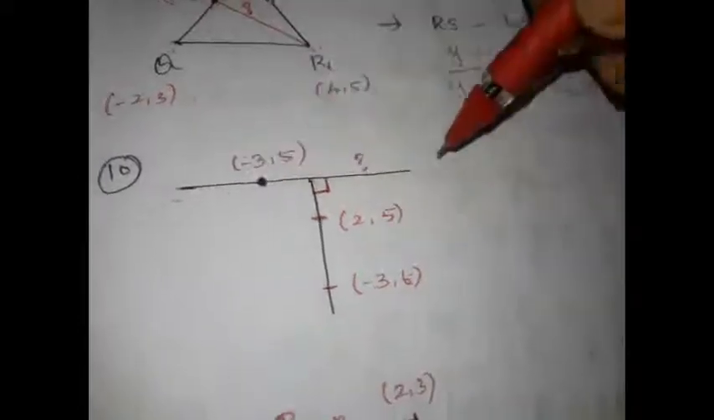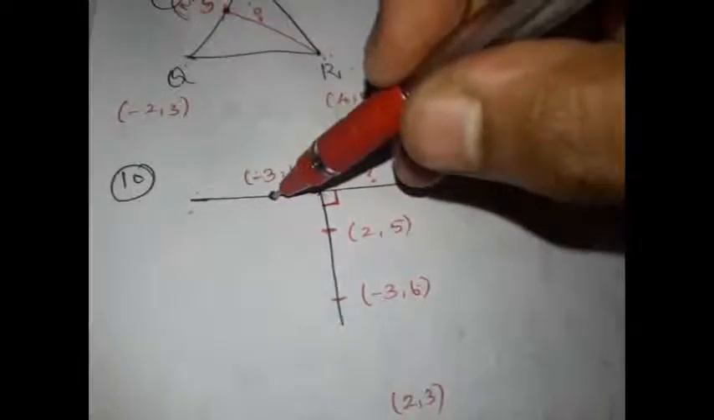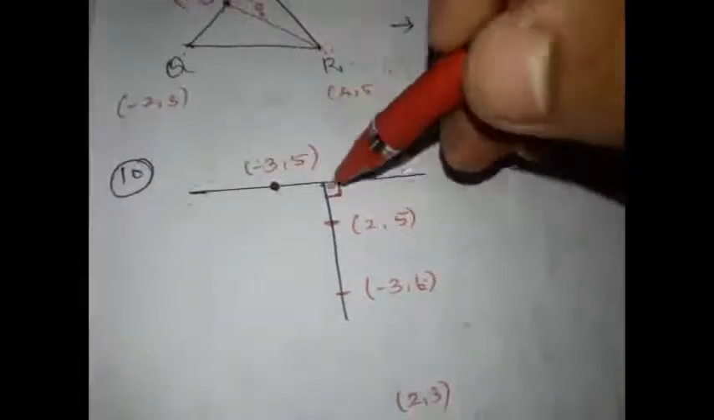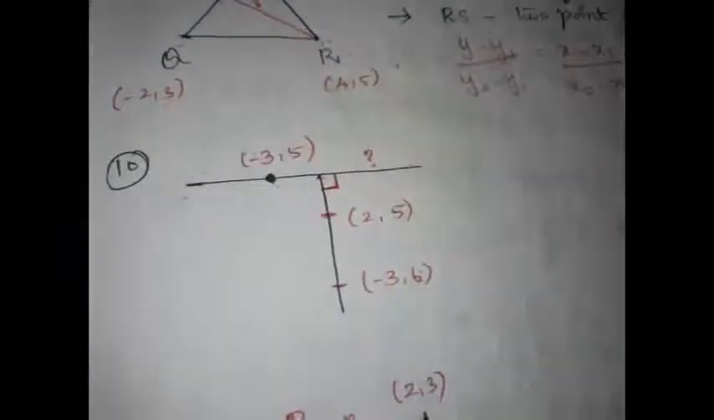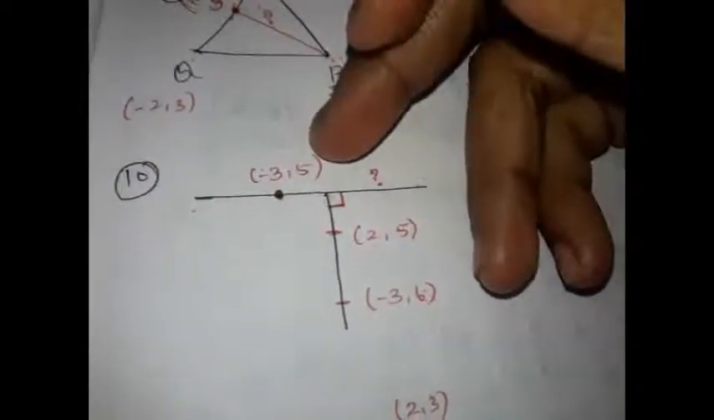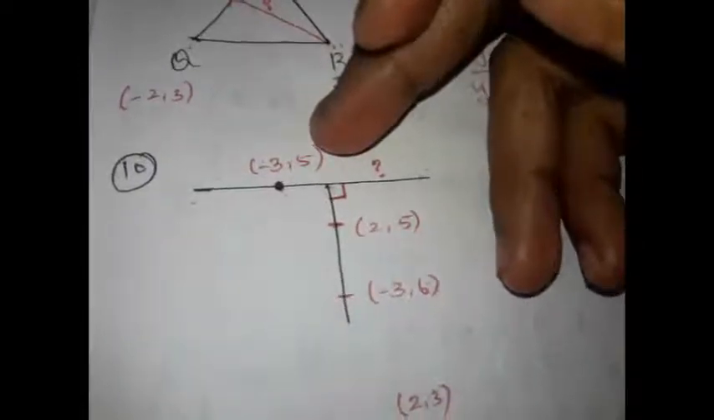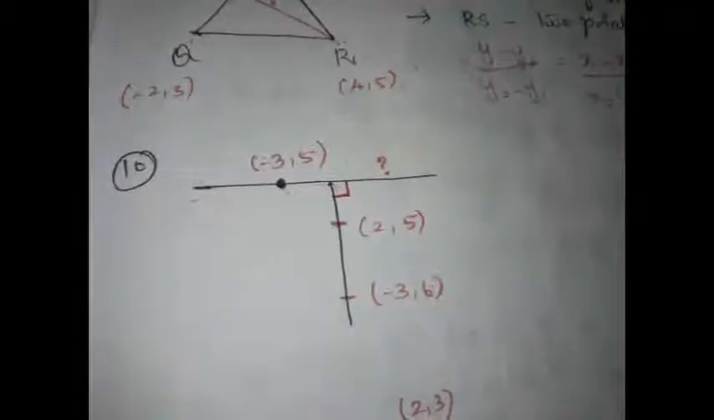I will read the question once again. Find the equation of the line passing through the point (-3, 5) and it is perpendicular to the line through the points (2, 5) and (-3, 6). So, they asked you to find the equation of this line and we know a point on the line, right? And also it is given this line is perpendicular to this line. So, I will give you a clue here.